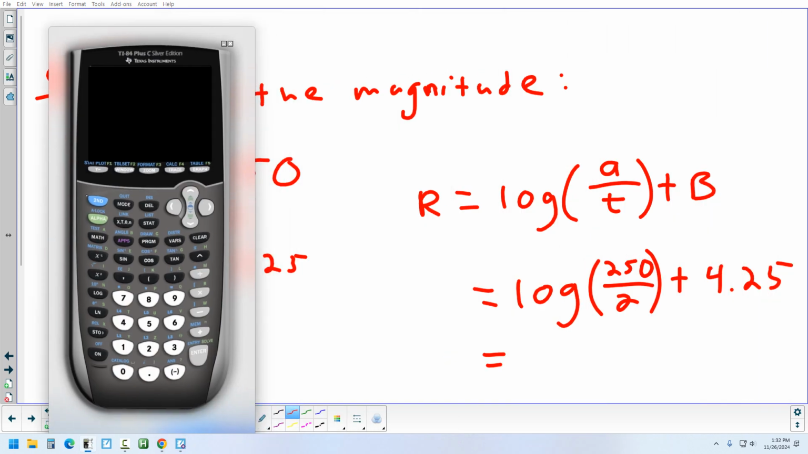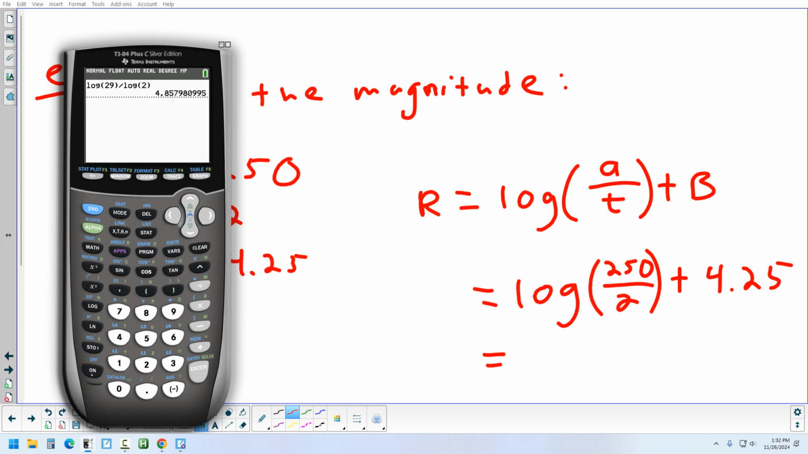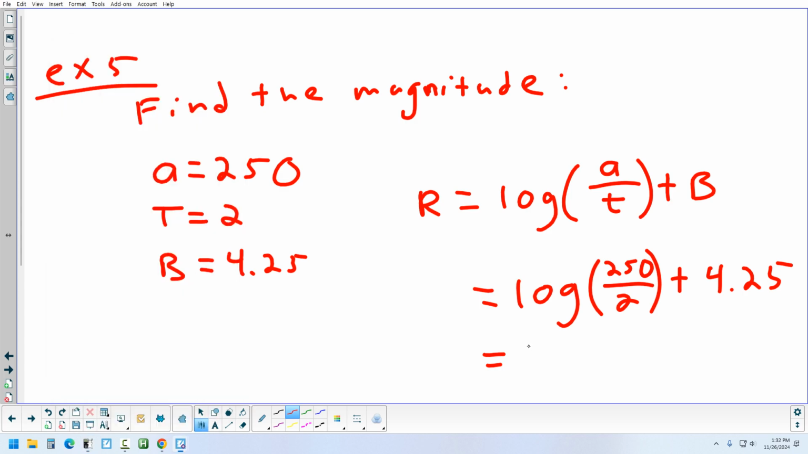All right, let's type that in. What's 250 divided by 2? 125. So I'm just going to do log of 125. They didn't put a base on the log, so it's base 10, like we talked about yesterday. That would be an earthquake that has a magnitude of about 6.35 on the Richter scale.